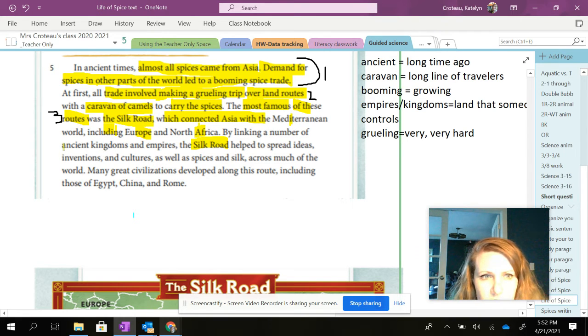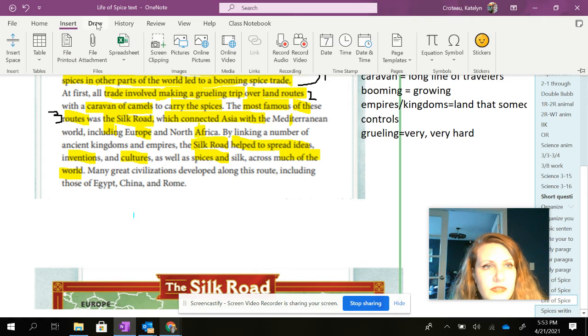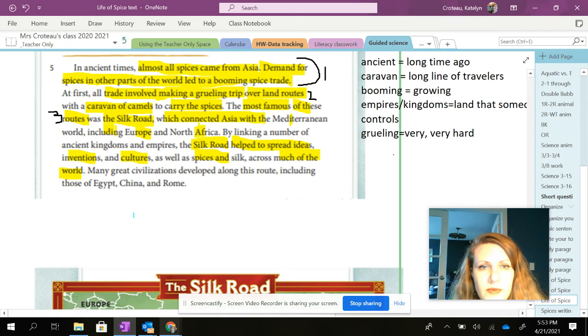I'll say Silk Road helped spread ideas, inventions, cultures, spices, and silk, much of the world. And like I said, I'm going to write 3 again because it's really similar to the other one. So pick which one of the 3 you want instead of doing both.